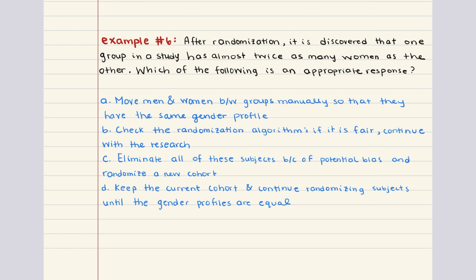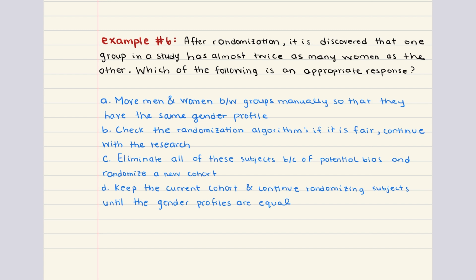However, randomization does not guarantee perfectly balanced groups. Small imbalances like that in gender distribution can occur due to chance, and that does not automatically mean that the randomization was flawed. So let's keep that in mind as we evaluate each option.